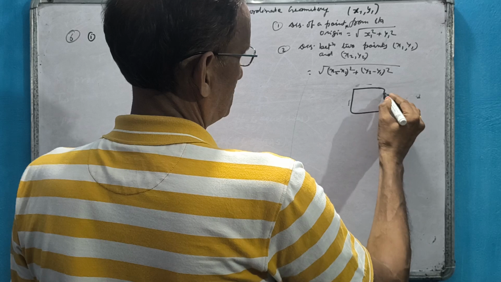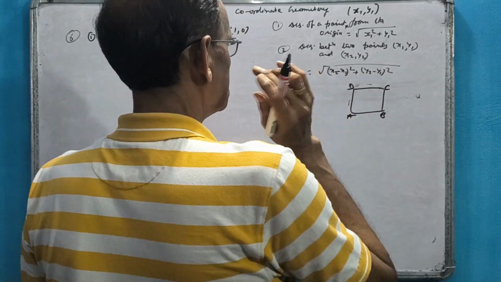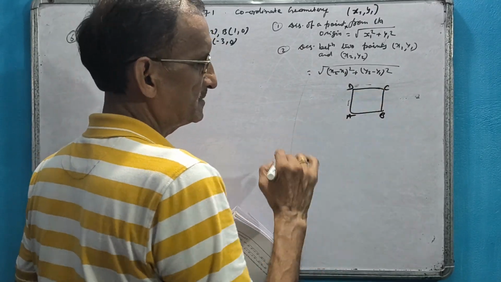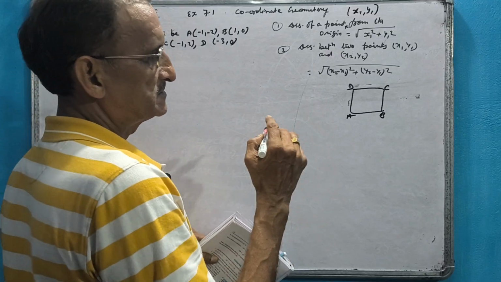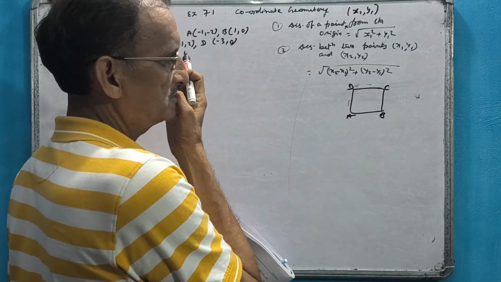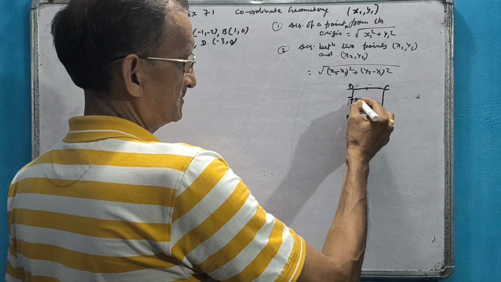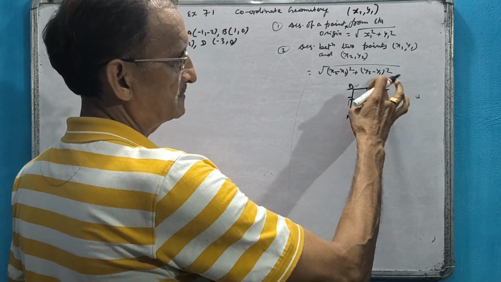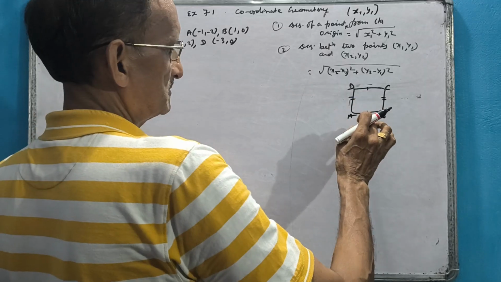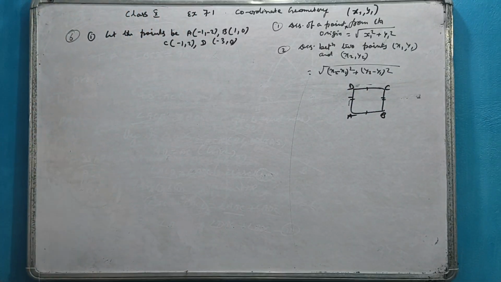If the quadrilateral is like that, ABCD, and all four sides are equal and diagonals are also equal, then it will be a square. Yes, this is a basic concept. If all four sides are equal but diagonals are not equal, then it will be a rhombus. If only opposite sides are equal and diagonals are not equal, then it will be a parallelogram. And if only opposite sides are equal and diagonals are also equal, then it will be a rectangle.